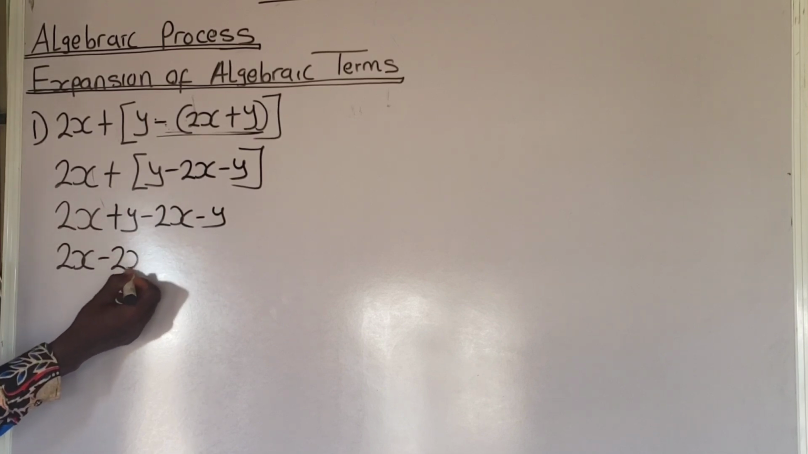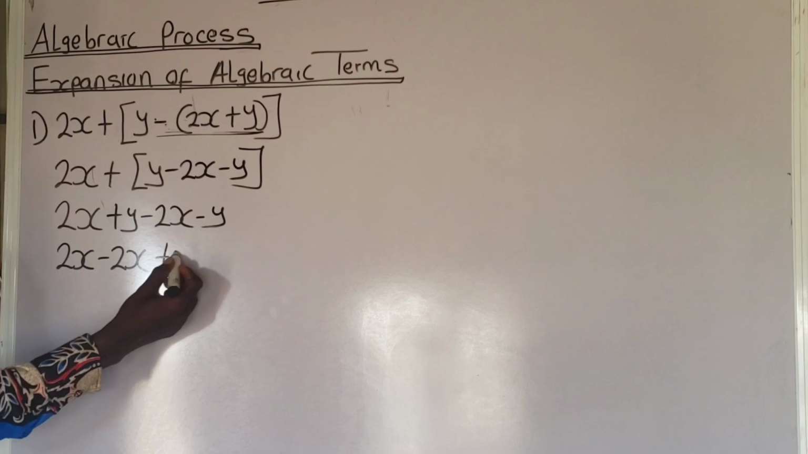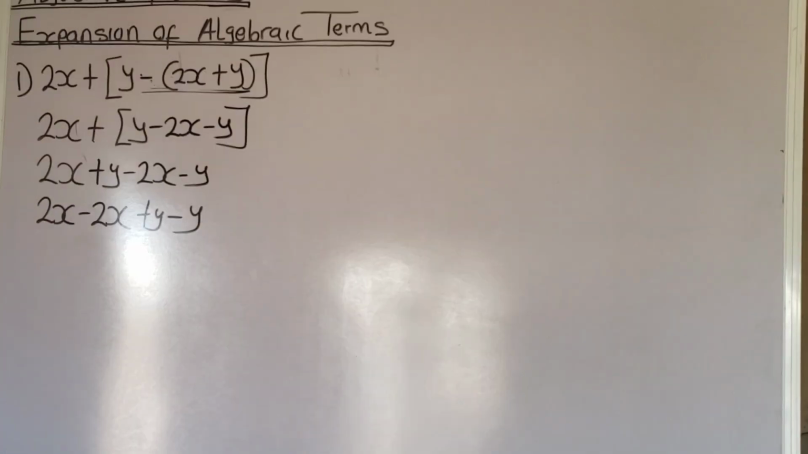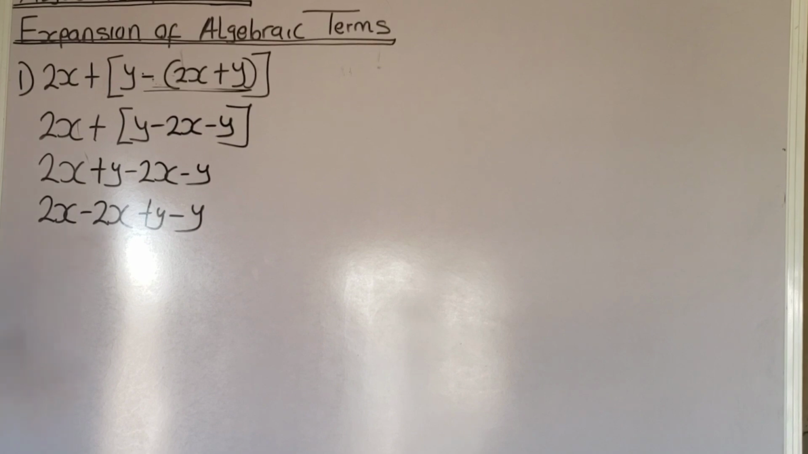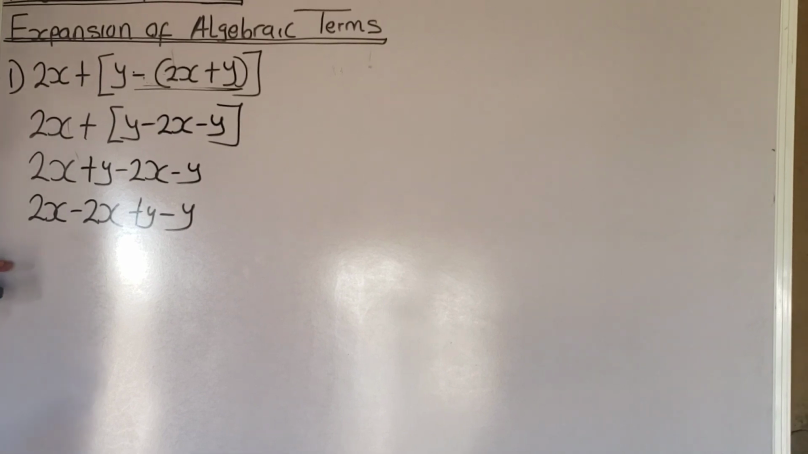So for this, we are going to have 2x minus 2x plus y minus y. Wow, this is one of the beautiful algebraic expansions that I've seen. This will give us 0. You understand? Because 2x minus 2x is what? 0, and plus y minus y, that will be what?